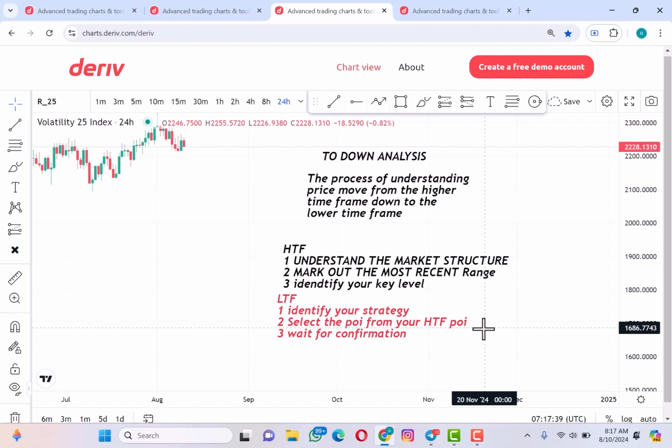So why is there need for you to do that? When you are taking a trade based on the higher time frame POI, it will give you a very small risk to reward ratio. But when you refine to the lower time frame and spot your lower time frame POI inside your higher time frame POI, it will give you a very significant risk to reward ratio. That is why you should do that.